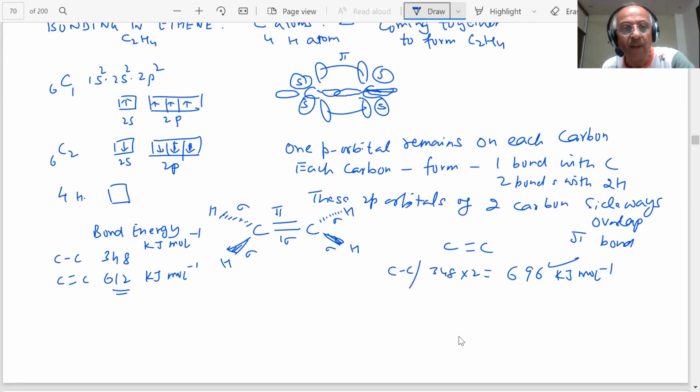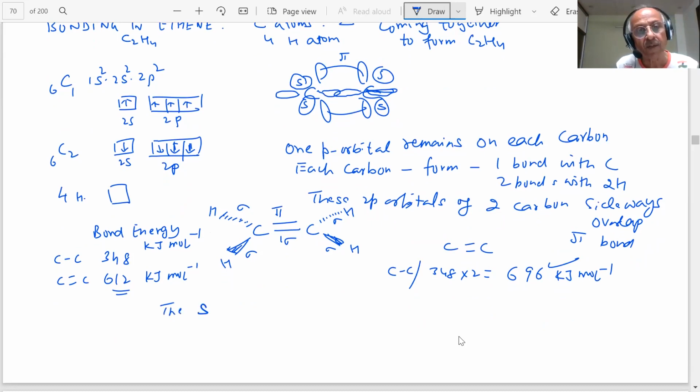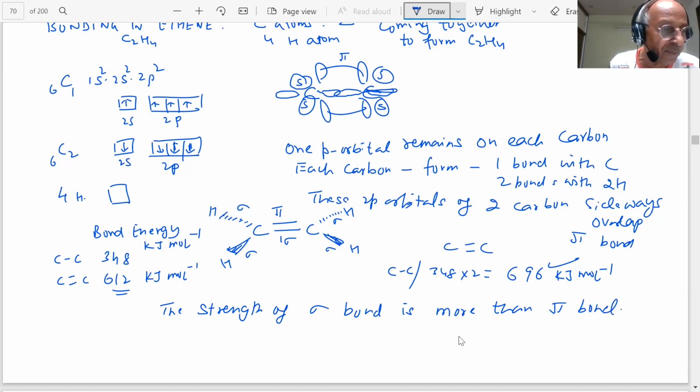Yes, sir. The sigma bond overlap is more effective, students. Therefore, the sigma bond is a head-on overlap, and therefore there is more attraction between the electron pair and the two nuclei in the sigma bond. So you can see that the sigma bond is more stable and has more strength. What we are saying is that the strength of the sigma bond is more than the pi bond. That's what I try to say. Is it clear? Yes, sir.